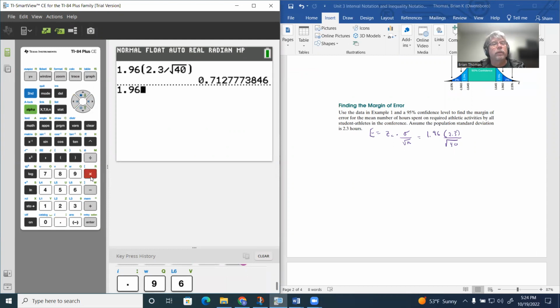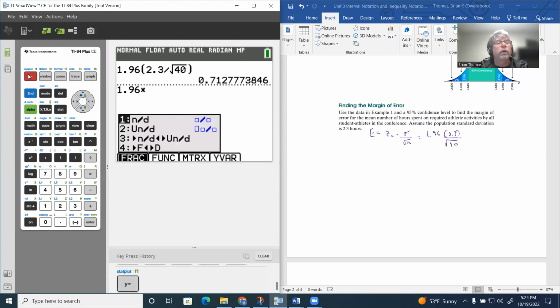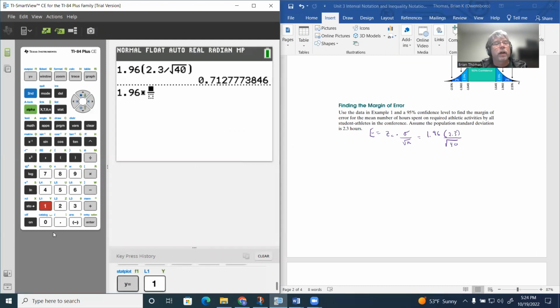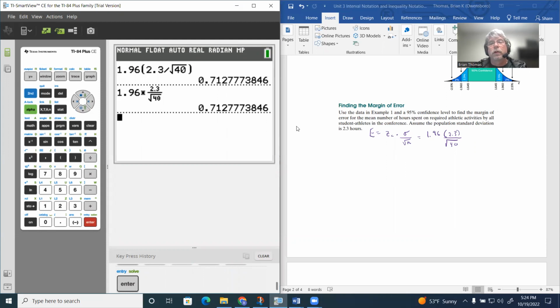You also have the fraction button, which I think you access with the alpha key and F1, and number 1 is the fraction one. So you can actually type it in that way as 2.3 over the square root of 40. If you hit enter there, it should give you the same value. So if you get confused, there's also alpha F1, which gives you the fraction menu.